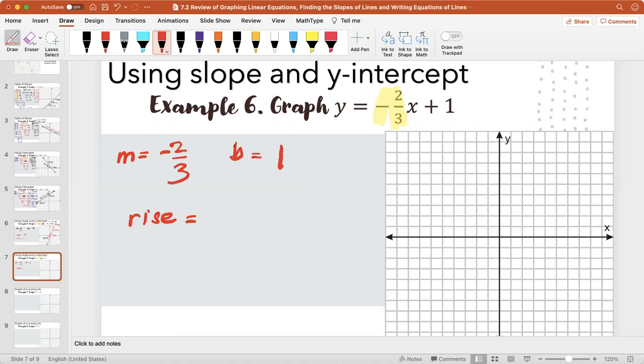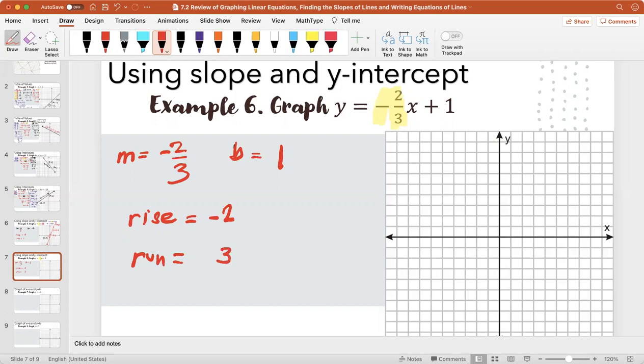Okay. Do you want to apply that negative to your numerator, or do you want to apply that negative to your denominator? Either way, you can decide which approach you want to use. So if you apply the negative to your rise, then it's up to you. Negative 2. How about your run? 3.